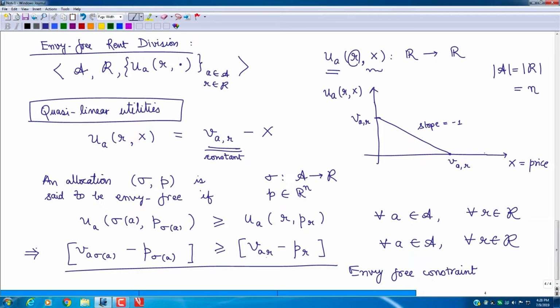Once again, as I said, this particular base value can change with different rooms. So it is not a universal constant, it depends on A and R. For each pair, it's different.